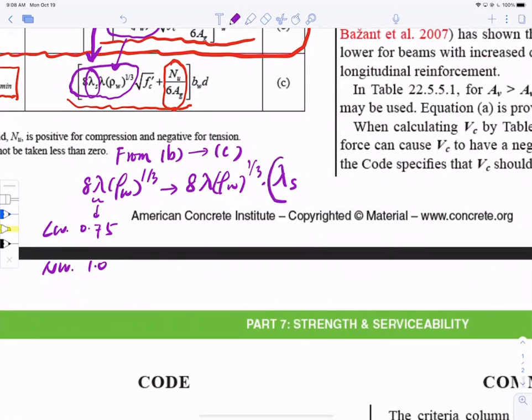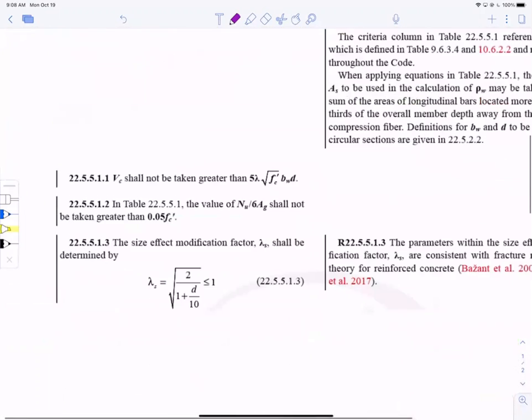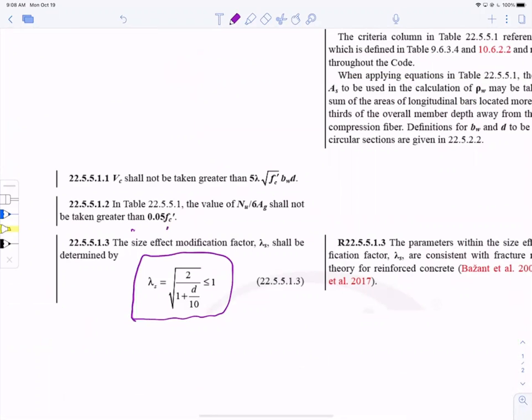So the only difference is now that we multiply by lambda s. This lambda s is called the size effect factor. The word is size effect. If you look at this equation, lambda s equals the square root of 2 divided by 1 plus d over 10, and this factor has to be smaller than or equal to 1. It's a reduction factor.